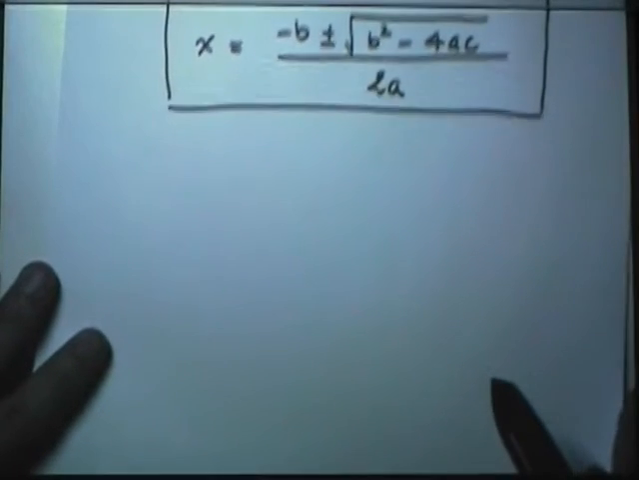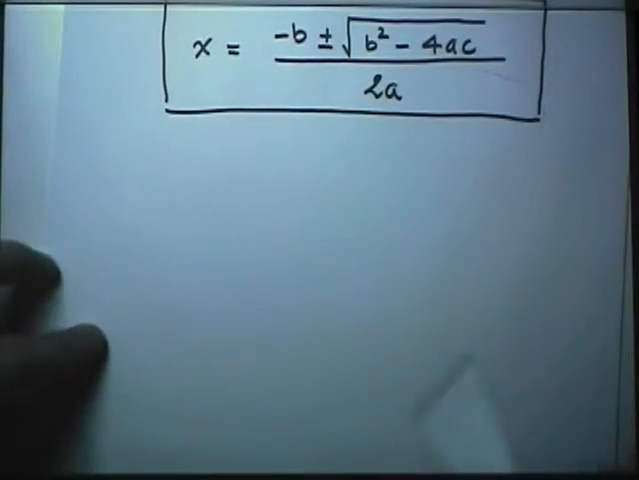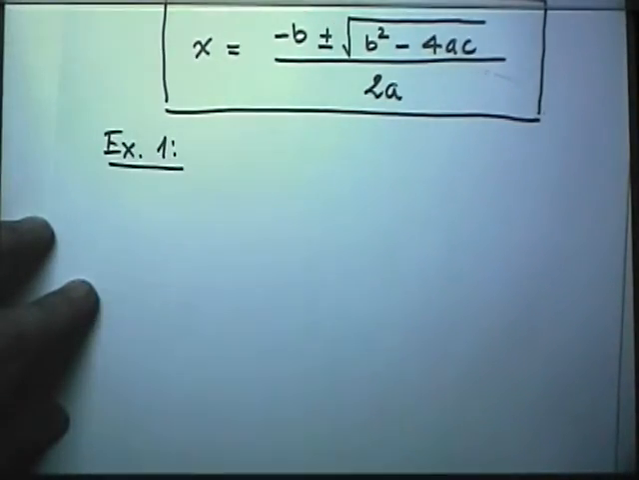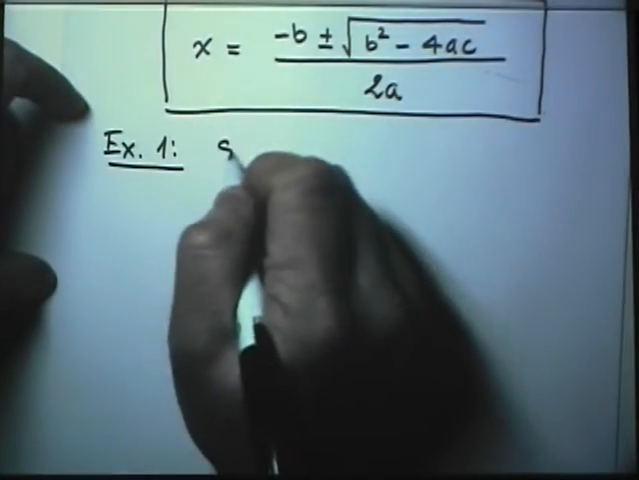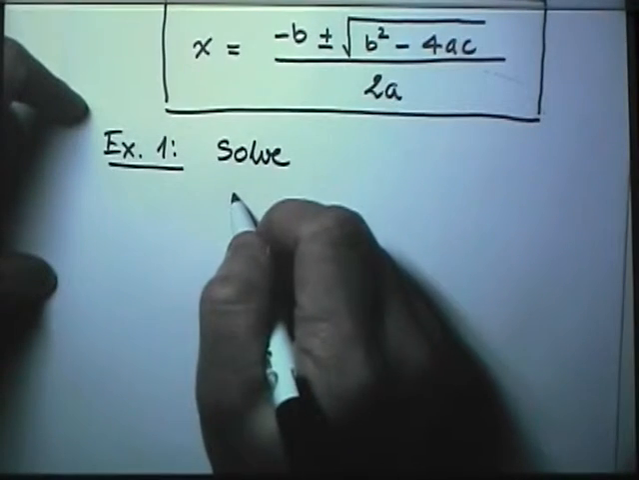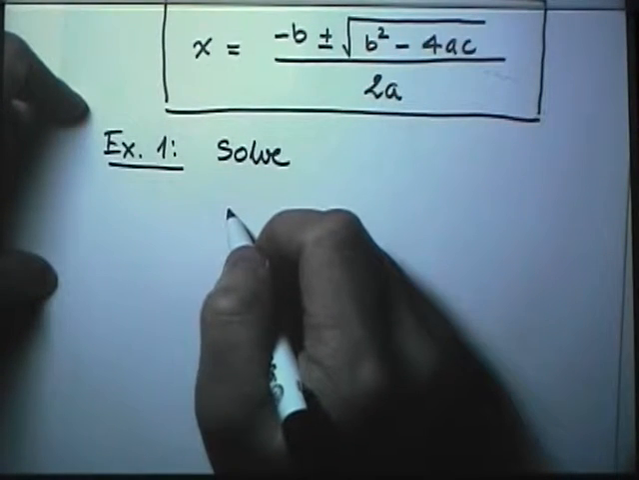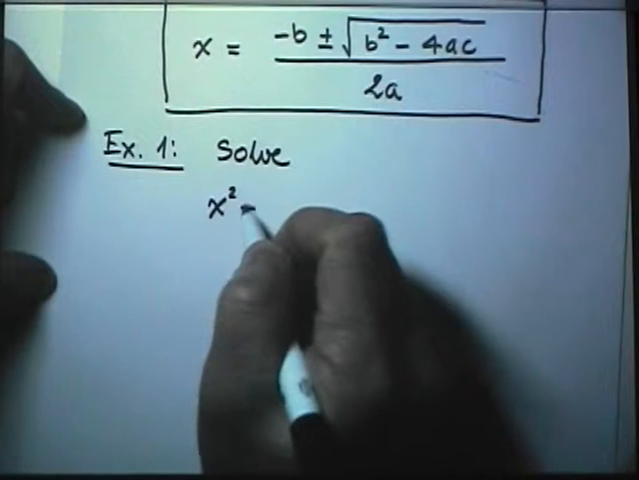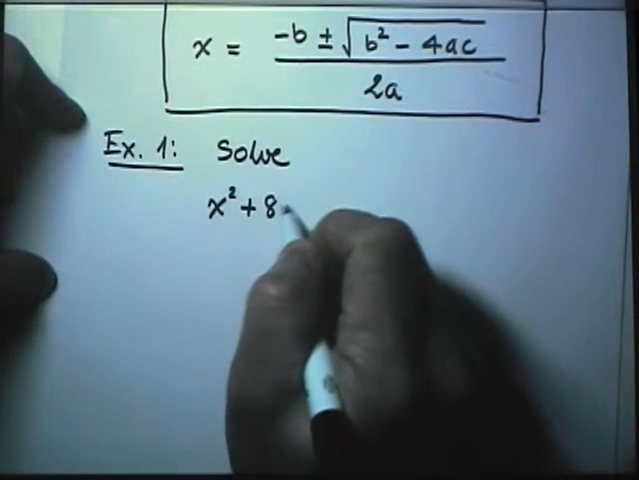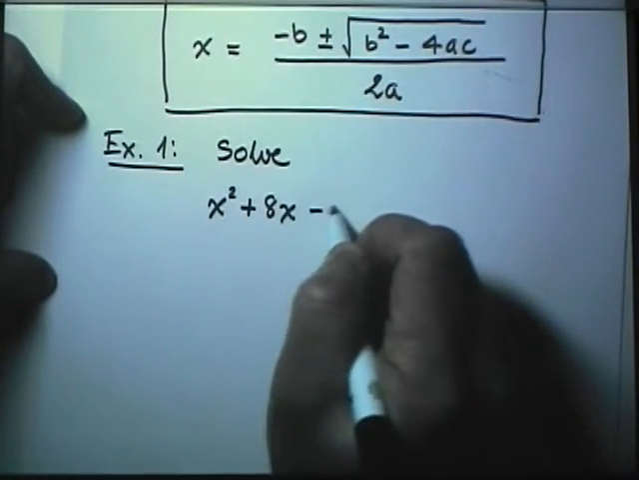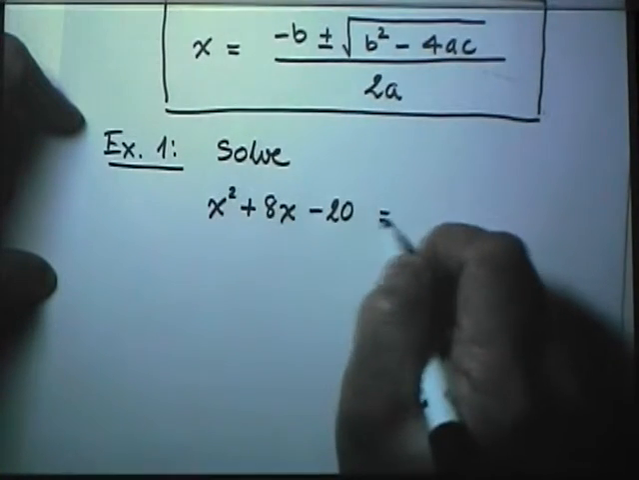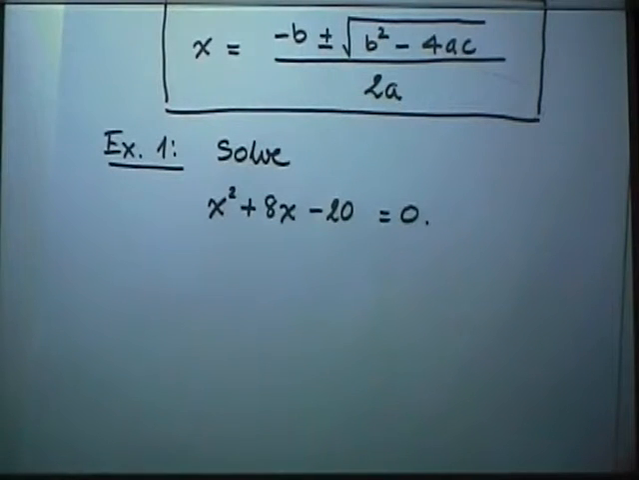So let's solve my first quadratic equation for the day. Example 1 of using the quadratic formula. We can look back at some of the equations that we solved earlier using other techniques. So how about we solve x squared plus 8x minus 20 equal to 0. So this is the equation.